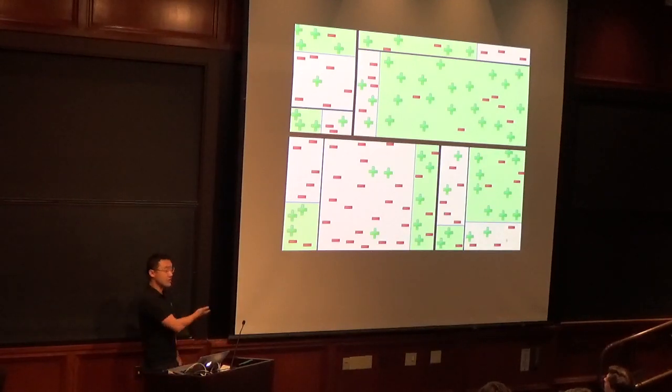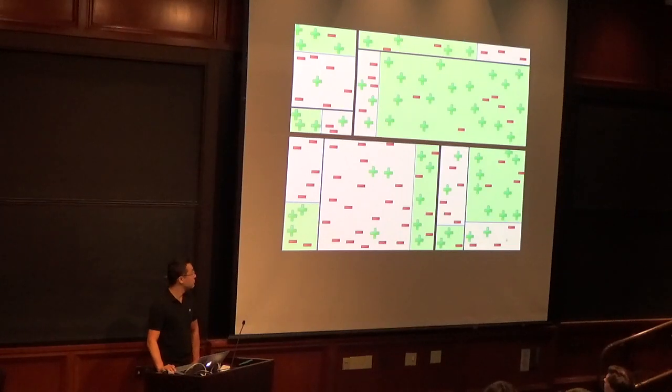So pictorially, at least in 2 dimensions, this is what a decision tree looks like. And the negative or positive label just corresponds to the 0 or 1.